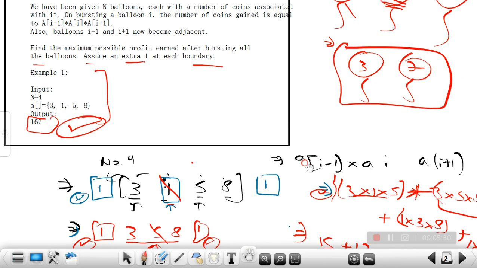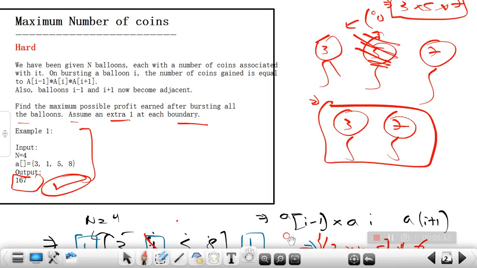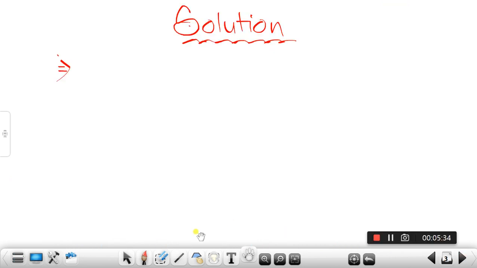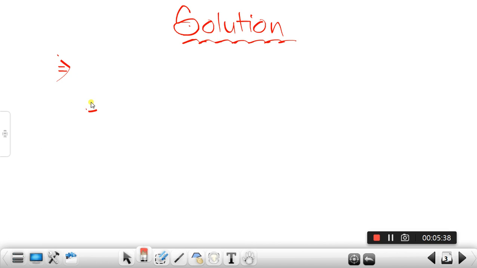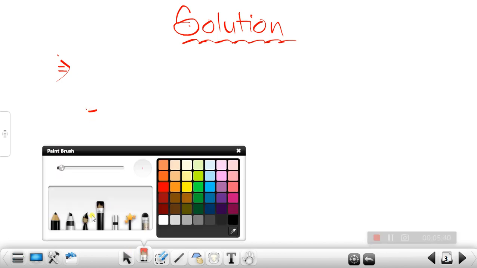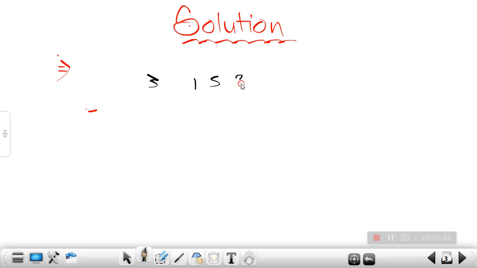Now what I'm going to do is move to the solution. So let me move to the solution now. Okay, before talking about the solution, I'm going to write the array that I have. The array that I have is 3158, and I have to burst these balloons, and when I burst two balloons, then these two balloons come together. Like when I burst this one, then 5 and 3 come together.